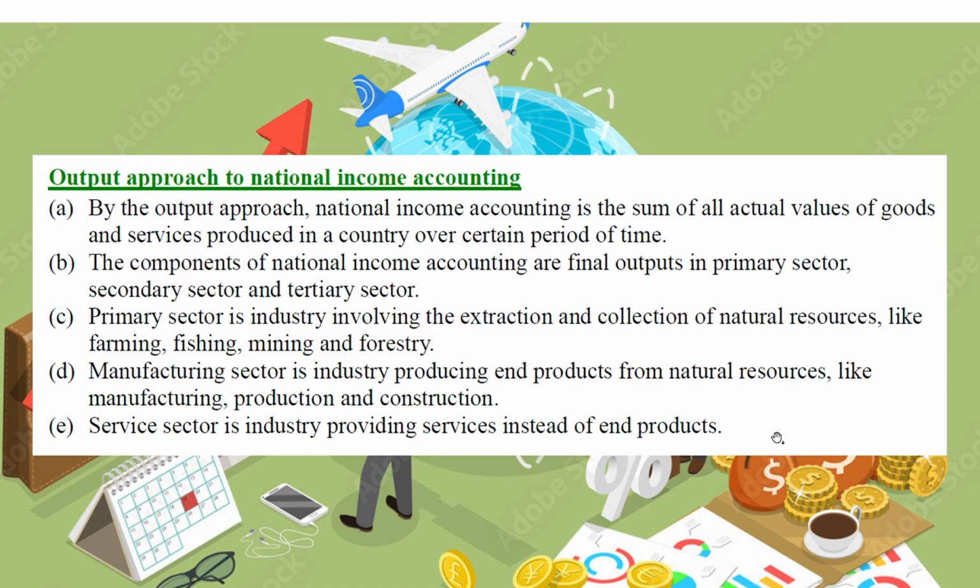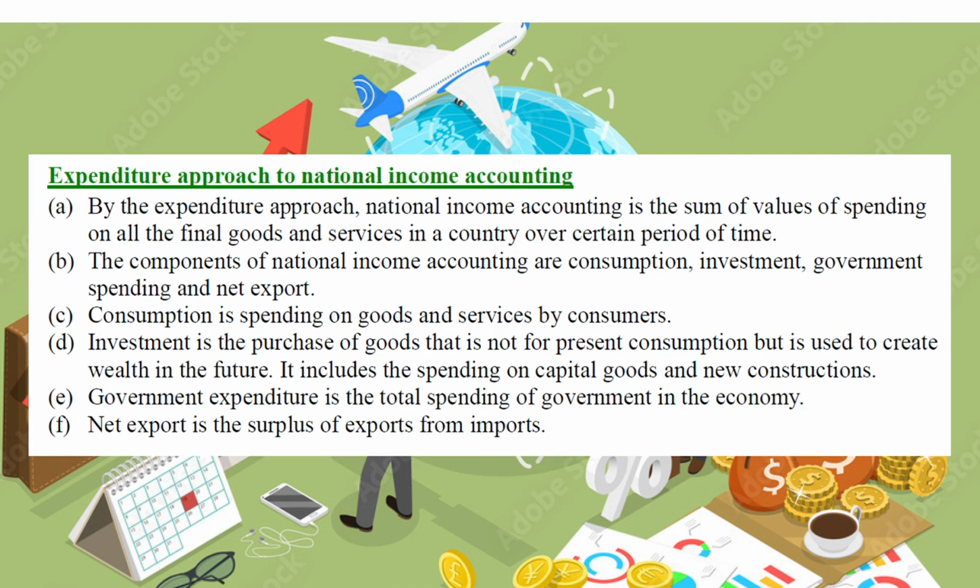For example, as a teacher, I provide services. I didn't give you any end products, right? Expenditure approach is how people spend money, okay, in national income accounting. By the expenditure approach, national income accounting is the sum of values of spending on all the final goods and services in the country over a certain amount of time. But expenditure, it is the same way. How you spend money becomes other people's income, right? It becomes the value, right? Yeah, they're very similar. We'll talk about it later.